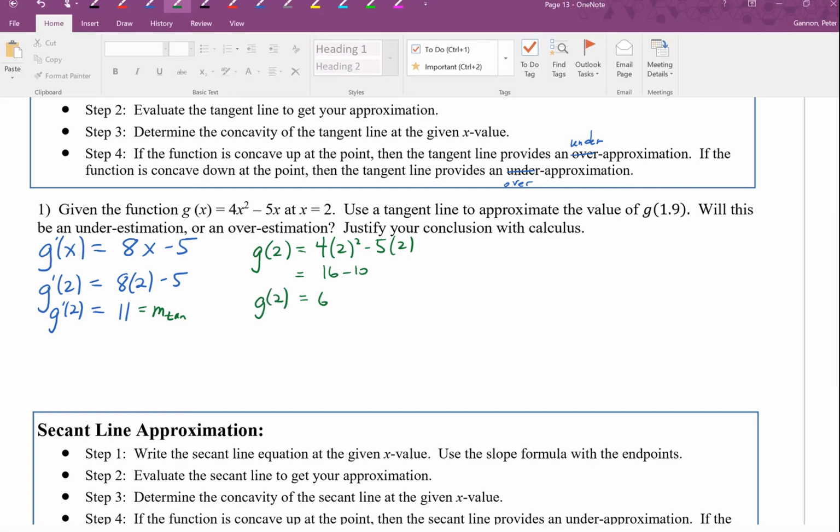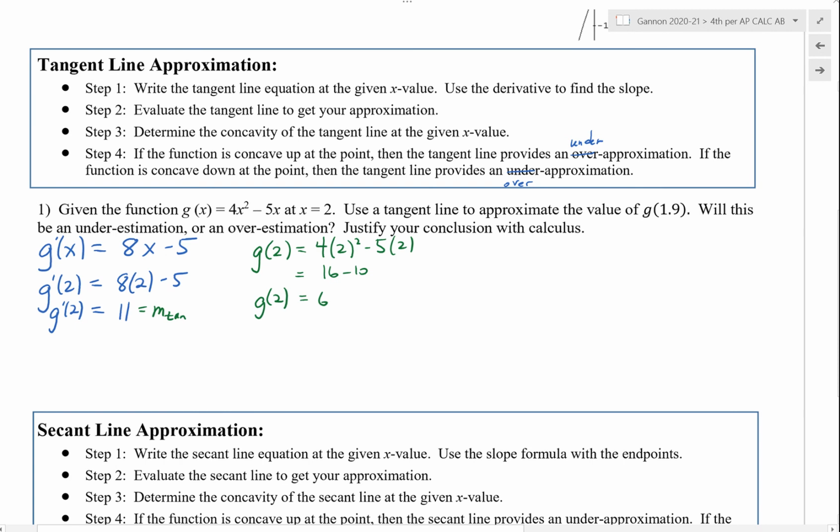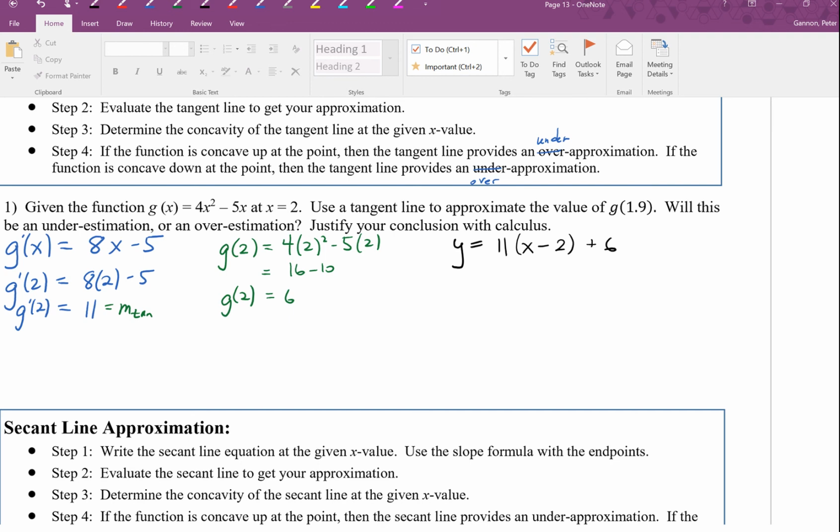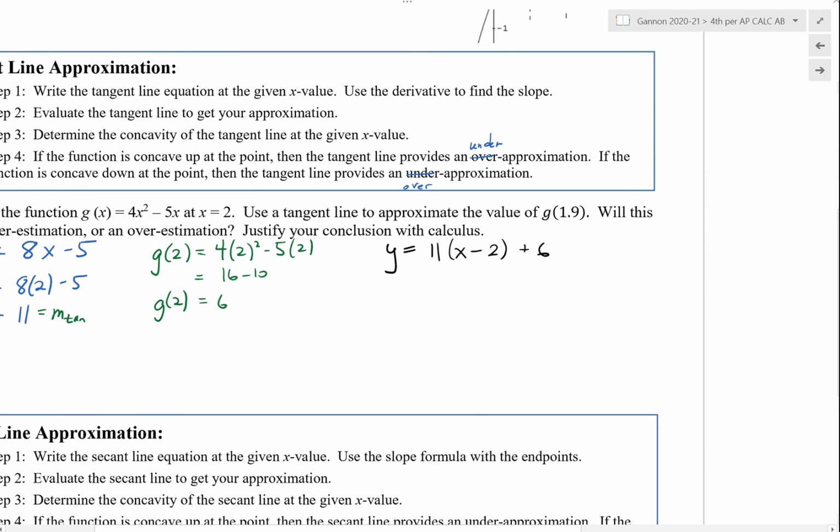All right, so we've done some calculations. Now we're going to write the equation of our tangent line. You can really put it in any form you want, but it seems like HK form seems to be the preferred method. So we're going to go ahead and write our tangent line as y equals our slope, which is 11, times x minus 2, and then plus 6. That right there represents the equation of the tangent line.